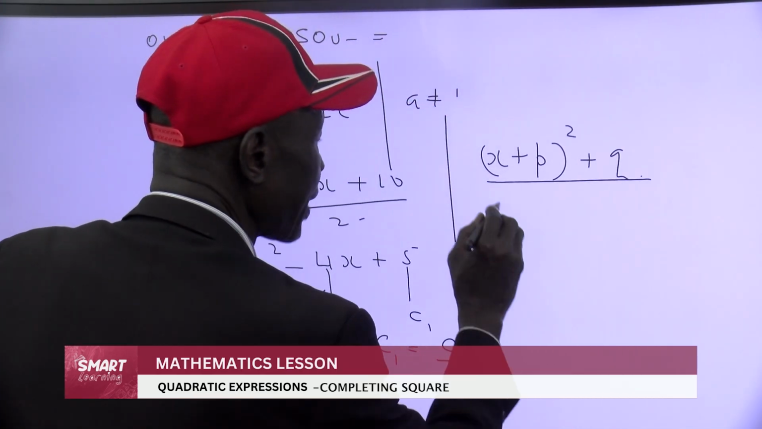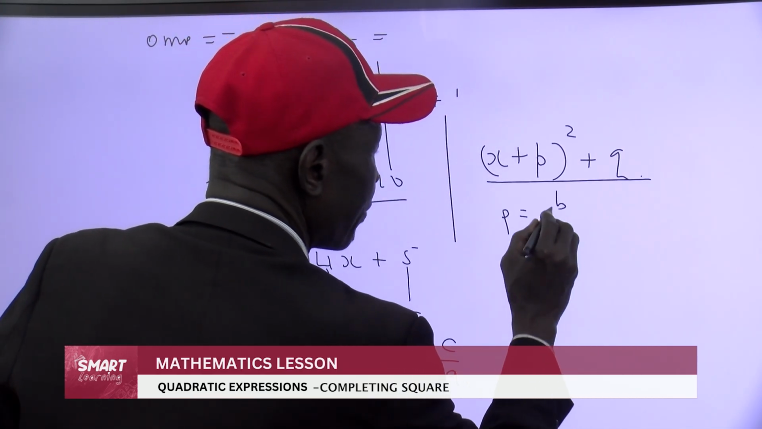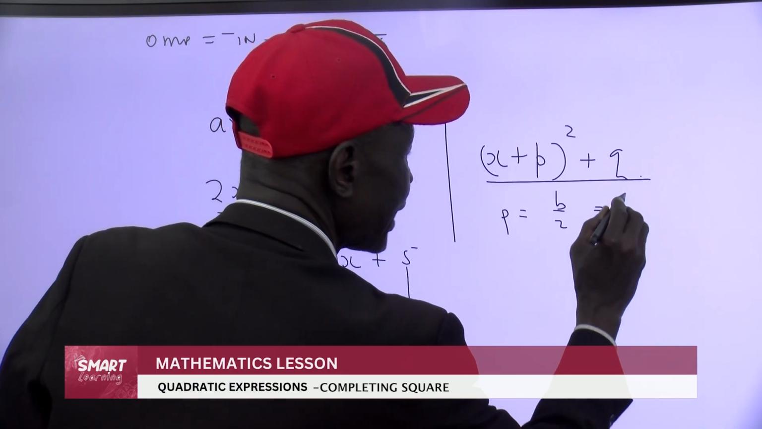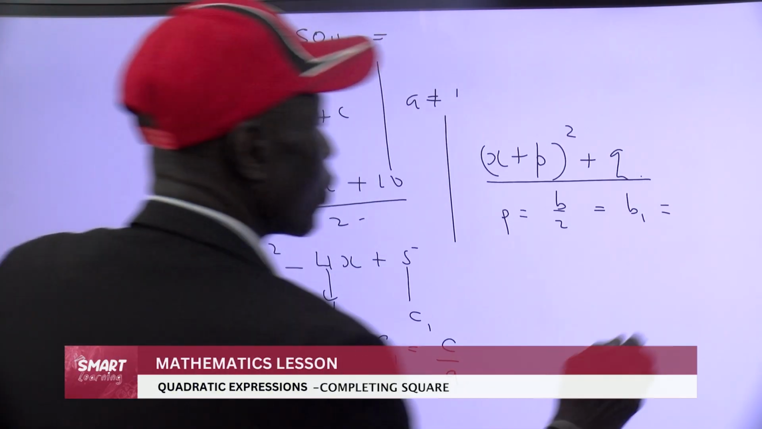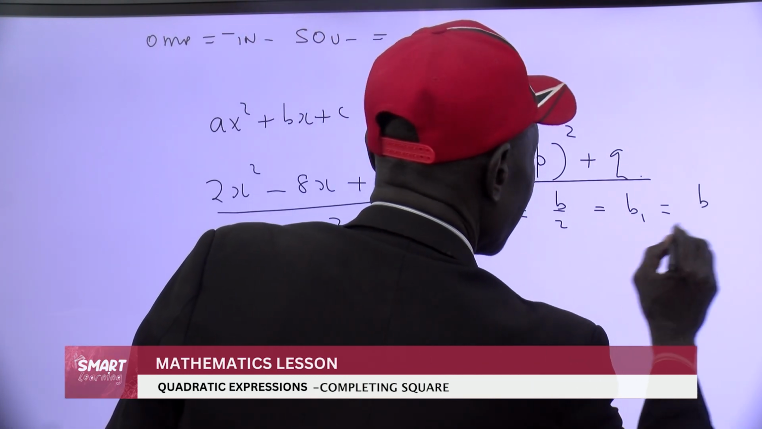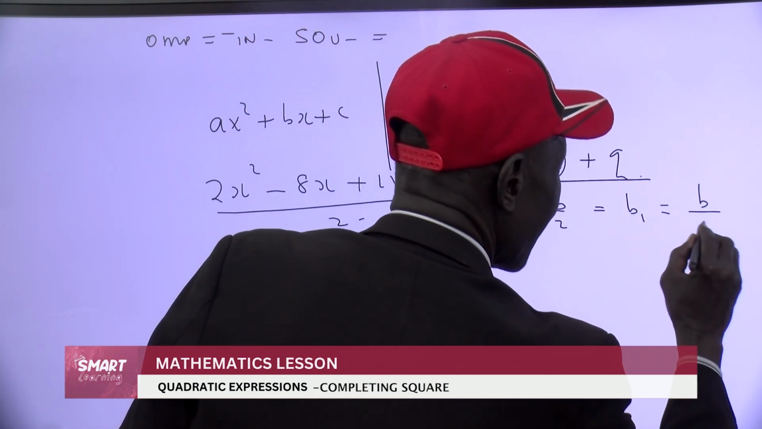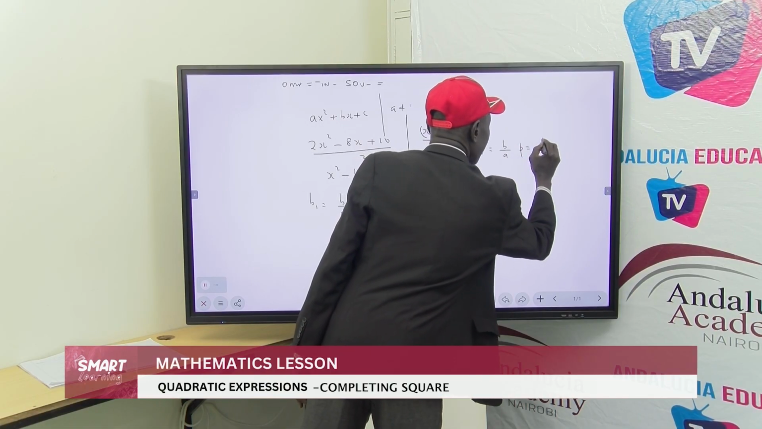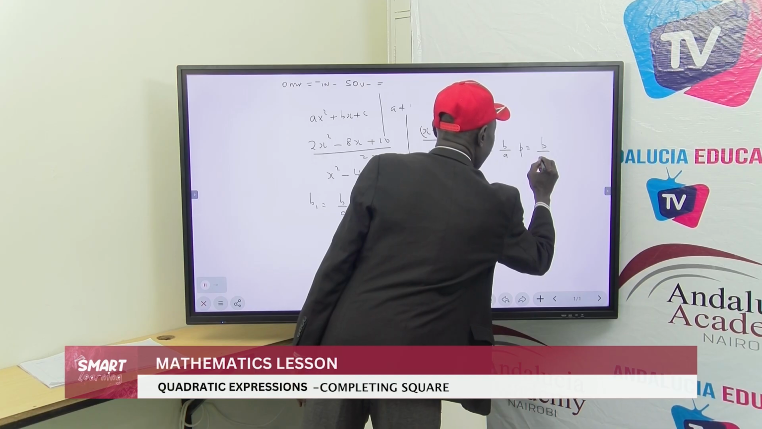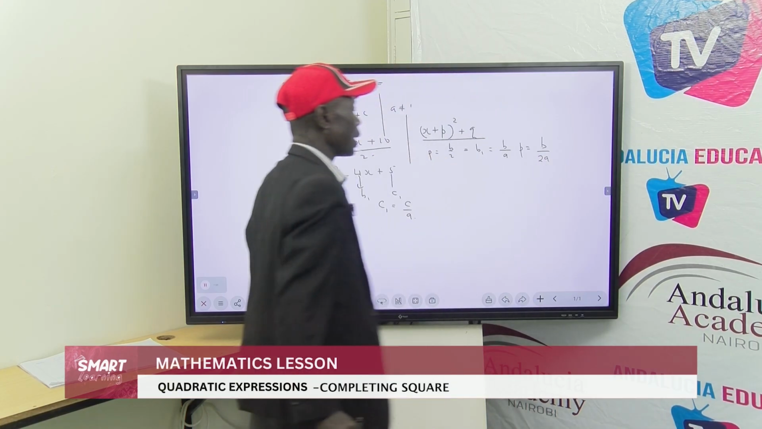So now, I have to use this. I know to get my p, I have to divide b by 2. But my b here is b1, which is actually my original b divided by a. So which means my p is now going to be equal to the original b divided by 2a.